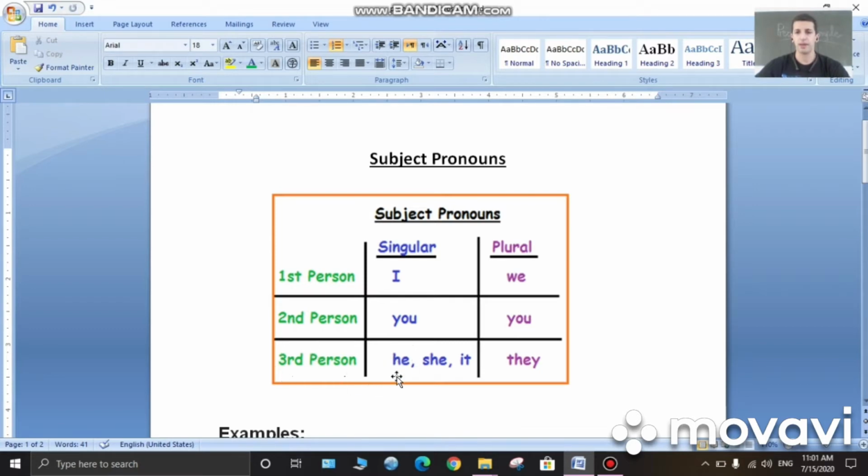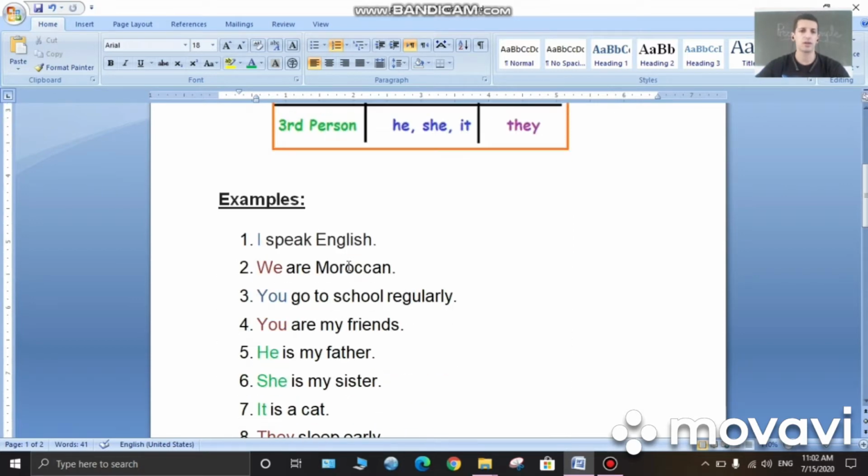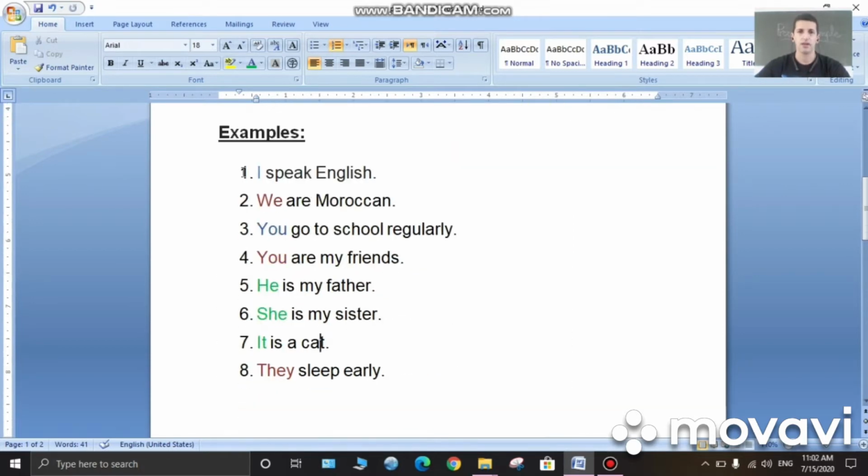Third person, we have he, used with males, she, used with females, it, used with objects or animals, and these are all singulars. They is the plural form of he, she, it. We use it with plurals. Now let's jump to some examples. Notice the pronouns which are colored with blue are singular, and pronouns which are colored with purple are plural.